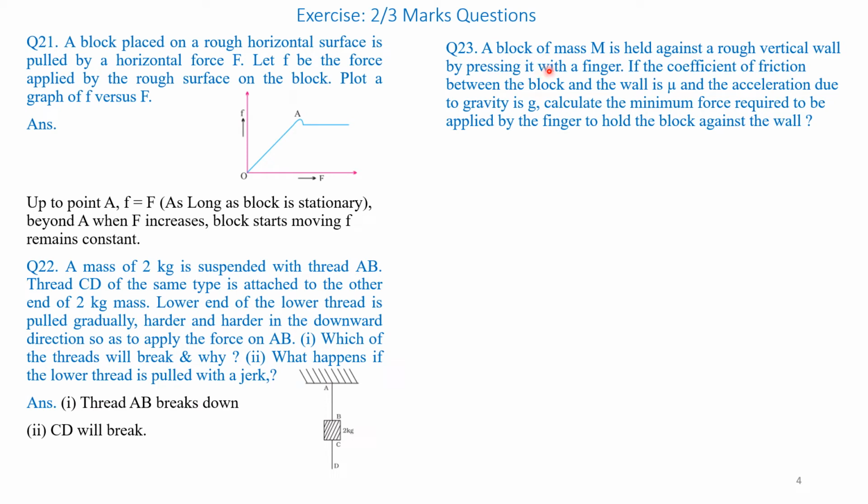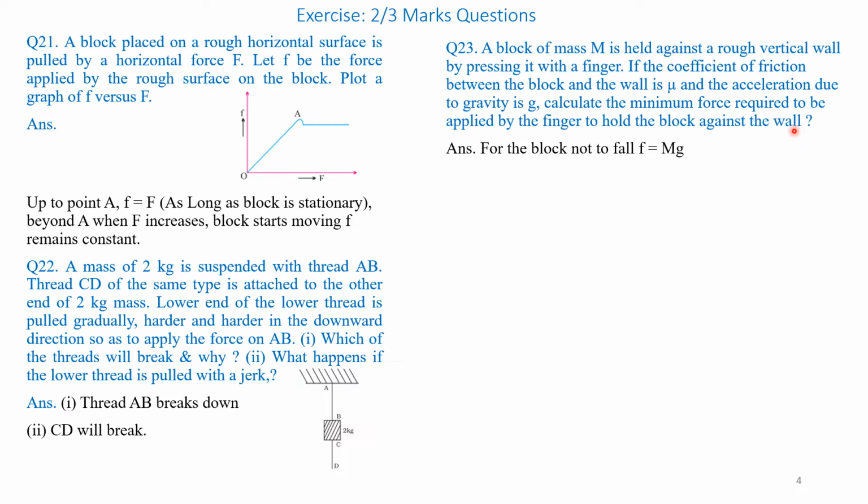Question 23. A block of mass m is held against a rough vertical wall by pressing it with a finger. If the coefficient of friction between the block and the wall is mu and the acceleration due to gravity is g, calculate the minimum force required to be applied by the finger to hold the block against the wall.